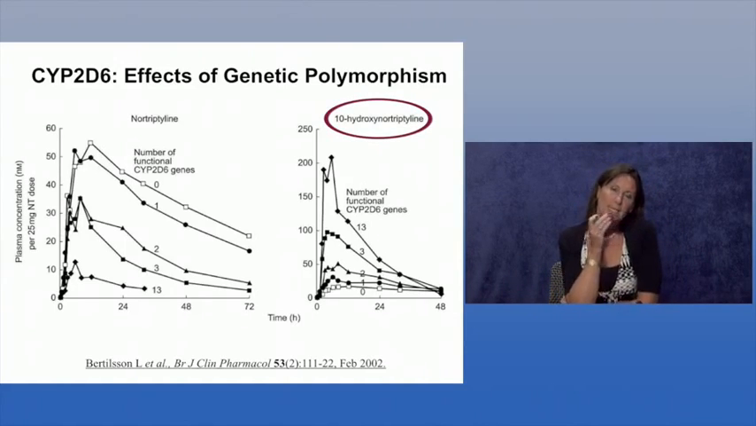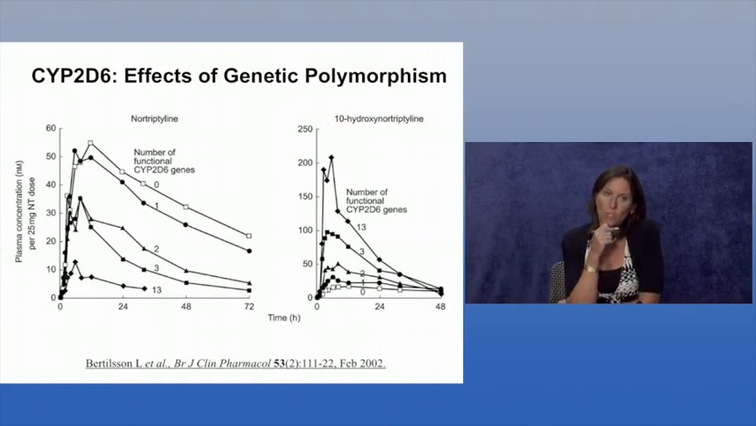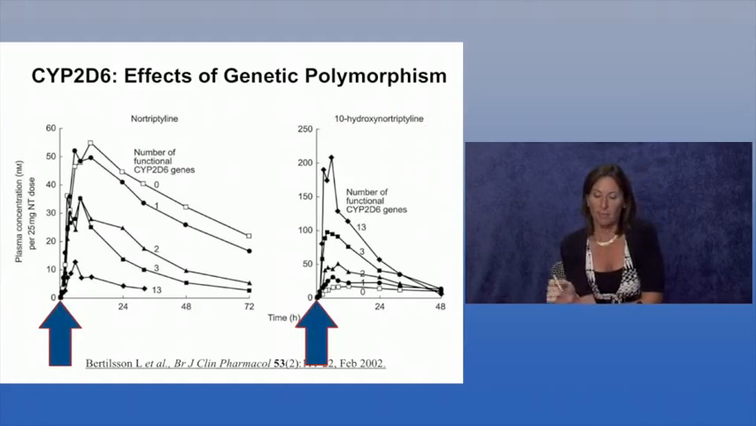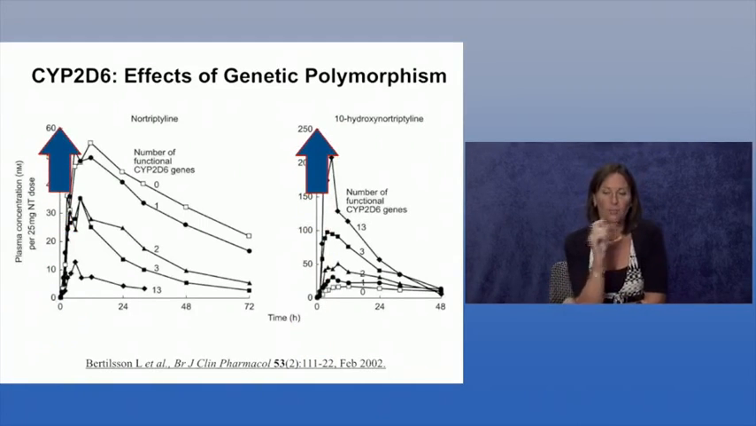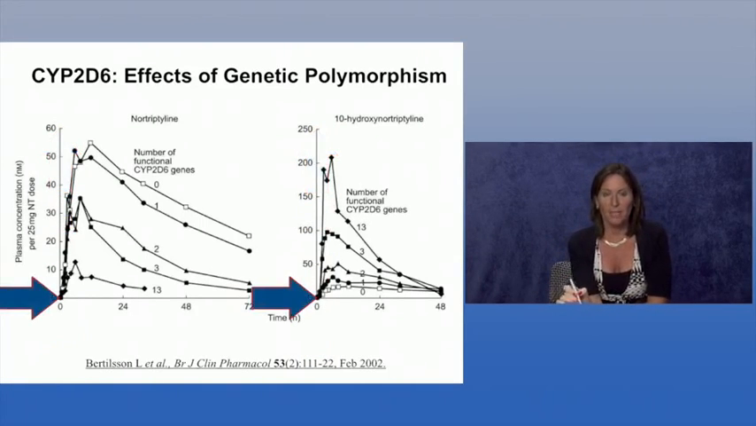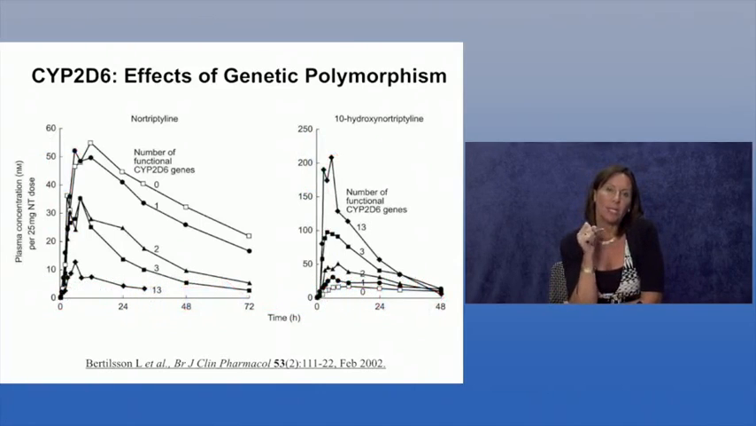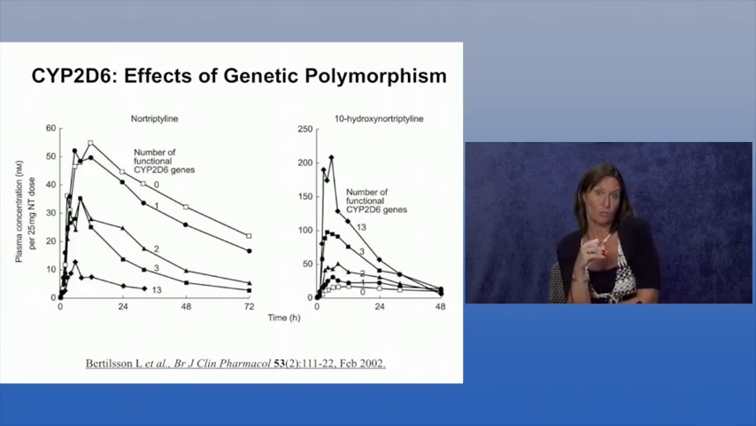So what this study attempted to do was to look at plasma concentration here on the y-axis in both diagrams as a function of time on the x-axis, and compare individuals who have either no copies of the genes that encodes for this particular enzyme or multiple copies of the genes that encodes for the enzyme.